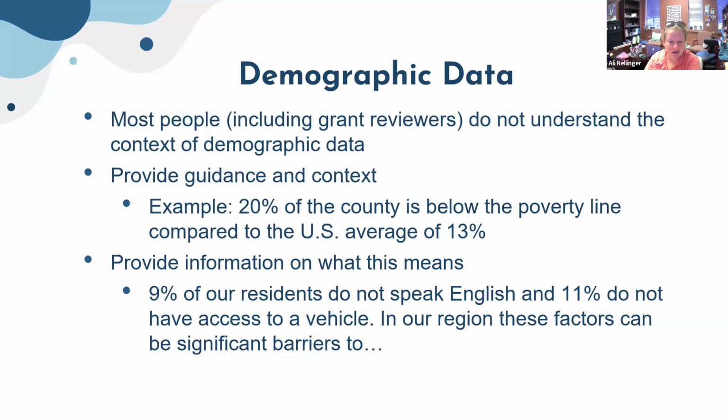For example, 9% of our residents don't speak English and 11% do not have access to a vehicle. Then the information on what that means: in our region, these factors can be significant barriers to, and then you go on from there. So we are strongly urging you not to just present the demographic data as standalone, but to think about how you're going to contextualize this and provide information on what that means. While it may be obvious to you in that community, other people who don't know this place as well as you do need you to make this make sense and help craft your story or what you're trying to communicate.